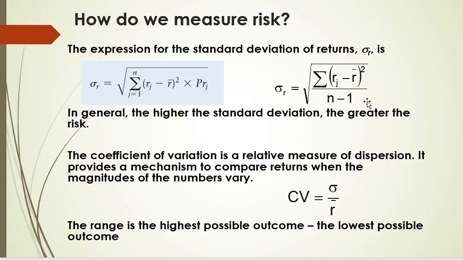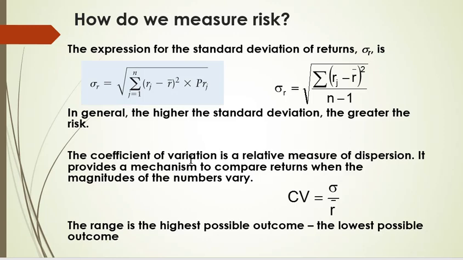Now we can also calculate this for a sample, for an actual data set. Here we just subtract the returns from the average and square them. You sum those all up, divide by n minus 1, and then you take the square root, which gives you the standard deviation. The greater the number, the higher the risk.